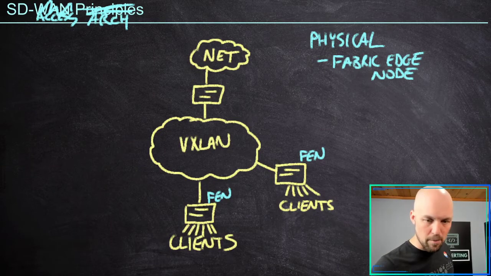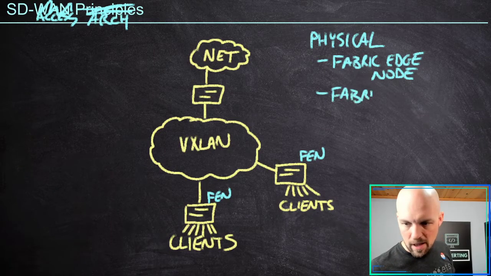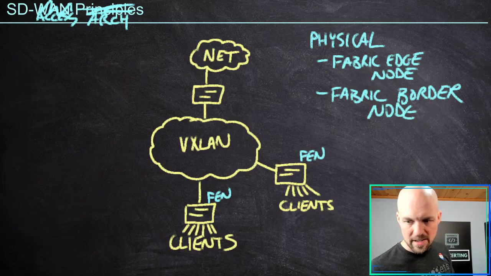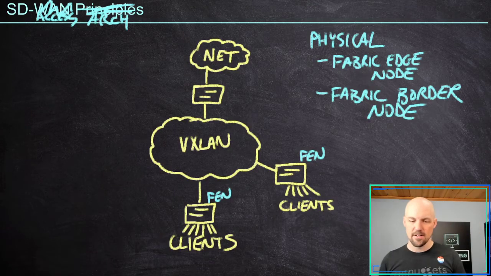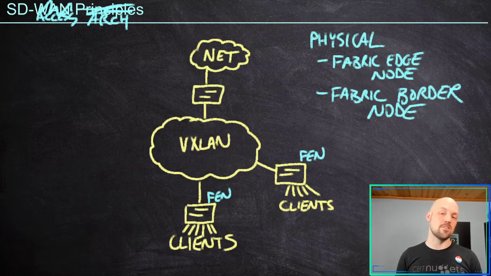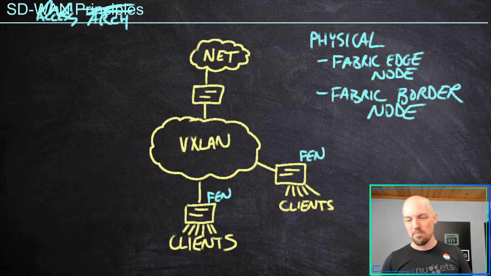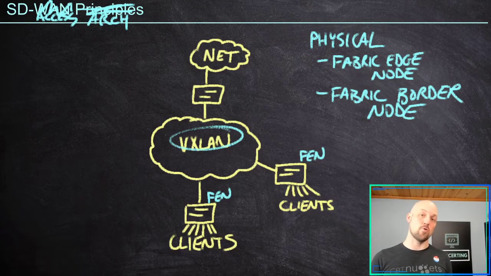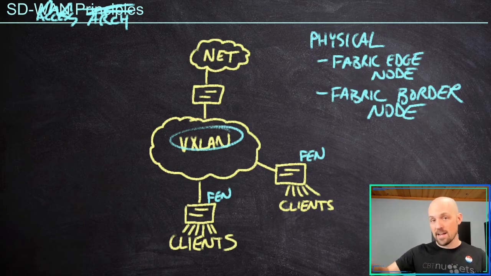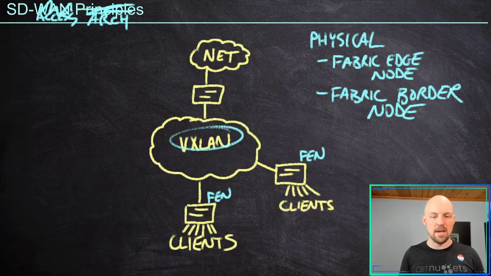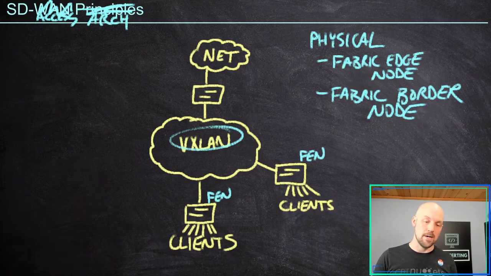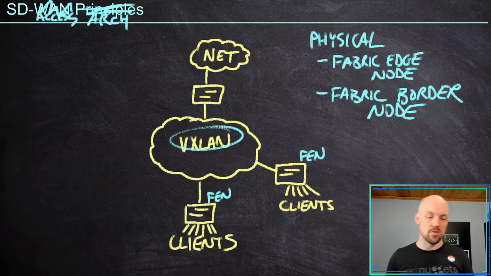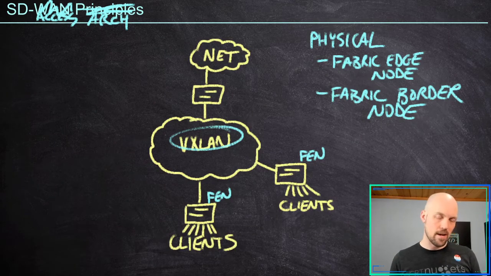Next, we have the fabric border node. Let me write that down. We've got a lot of things that start with the word fabric. I've always joked that Cisco loves the word fabric because, going back to the data center days, it was all about FabricPath, and they had fabric extenders for the Nexus line and fabric interconnects for the UCS. FabricPath was Cisco's first foray into transporting layer 2 packets across layer 3 fabrics. VXLAN was the industry standard version, and it became far more adopted, which is exactly what Cisco expected. So all of Cisco's fabrics now are built on VXLAN instead of FabricPath.